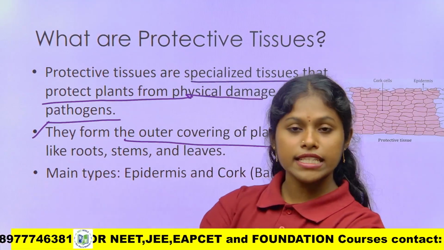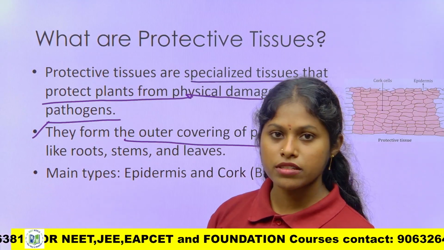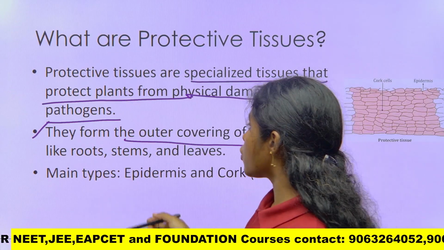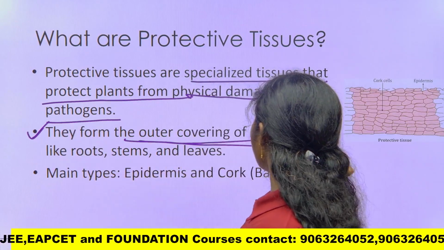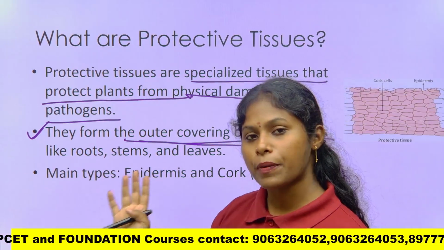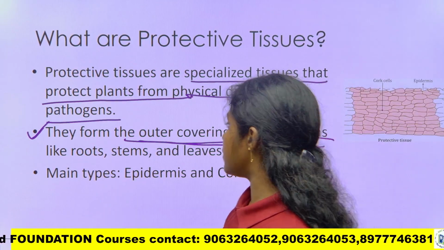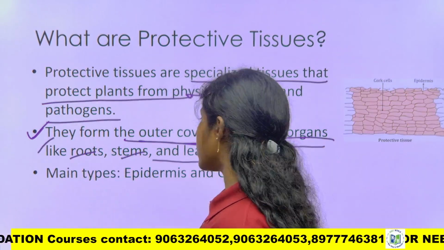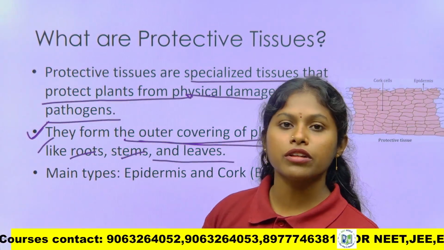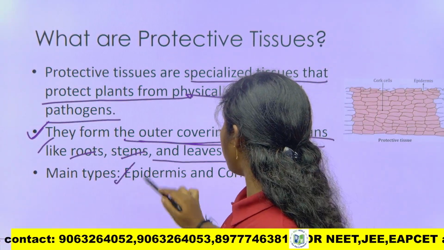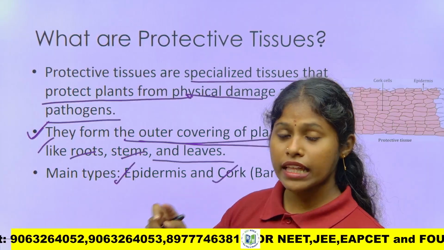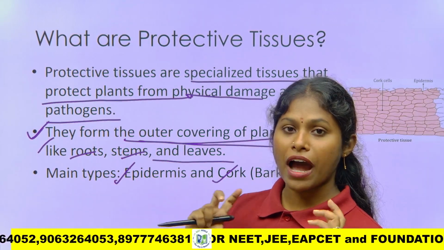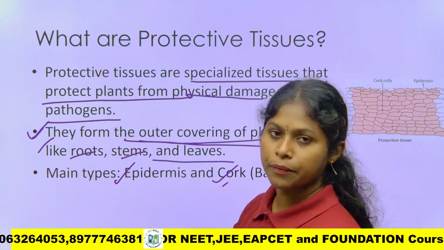The skin is the outer covering layer for human beings and animals. For plants also, it makes the outer covering part of the plant. We call it the epidermis. It is present in roots, stems and also leaves. There are mainly two types of protective layers. What are they? Epidermis and cork. The thick, hard, stiff material, the bark, is made up of cork, right?